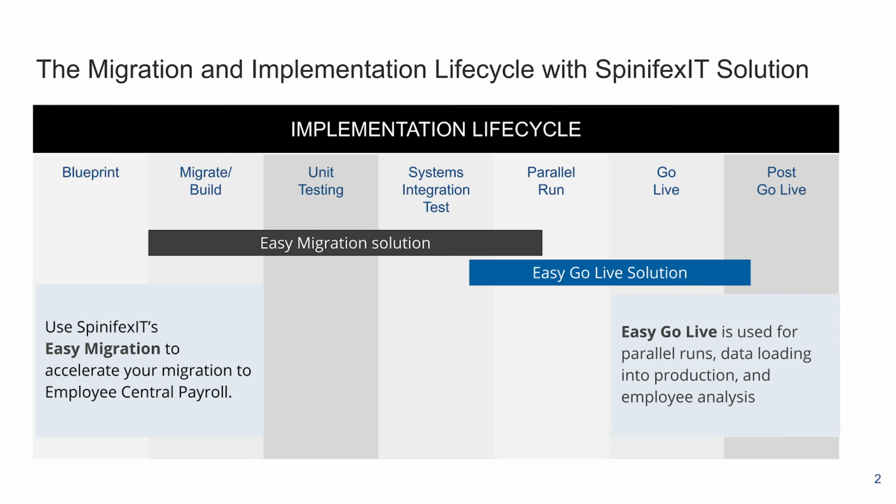Here's a visual to help put the two solutions in context. As you can see, through the typical implementation process, which runs from blueprinting through building and testing, then finally go live, Easy Migration comes into play early, followed by Easy Go Live, with a little overlap because they both include pre-delivered reports to aid in performing parallel testing. Let's take a closer look at where they are similar and where there are differences.